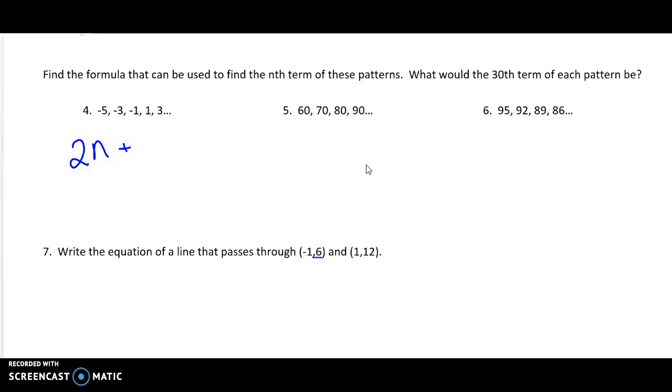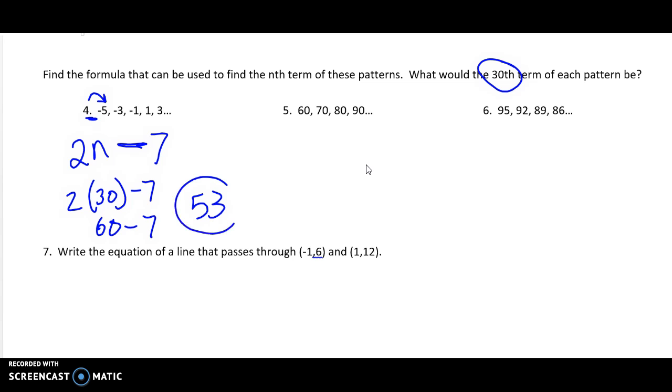That's my first number, not my starting number. I want the 0th term. I start back here, and when I add 2, it gets me to -5. So I'm backing up 2 in my pattern, which would be -7. So 2n minus 7 is my nth term. What is the 30th term of this pattern? Well, I'm going to plug in 30, and I get 60 minus 7 is 53. If I continue that pattern 30 times, I get up to 53.